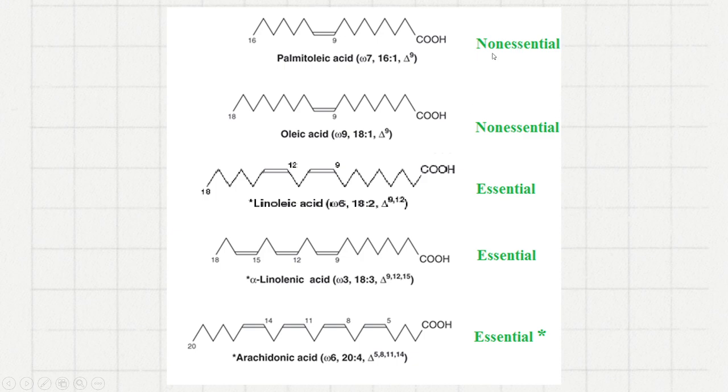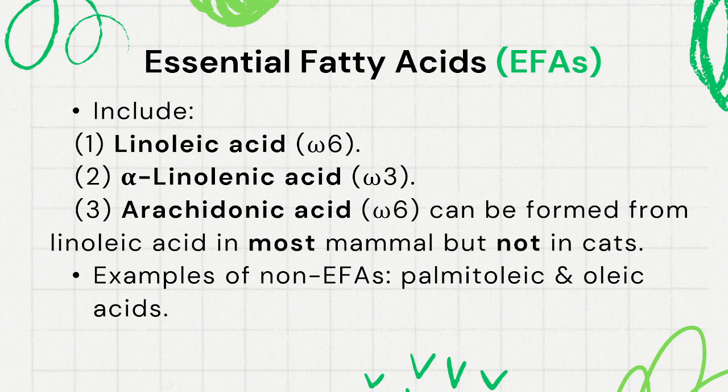Here are examples of non-essential unsaturated fatty acids: palmitoleic acid, 16 carbon atoms, and oleic acid, 18 carbon atoms. Both of them are delta 9. The essential fatty acids are linoleic acid, which is an omega 6, arachidonic acid, which is an omega 6, and the alpha linolenic, which is omega 3. Arachidonic acid has an asterisk attached to it to signify that it is not essential in all mammals. It is particularly so for cats.